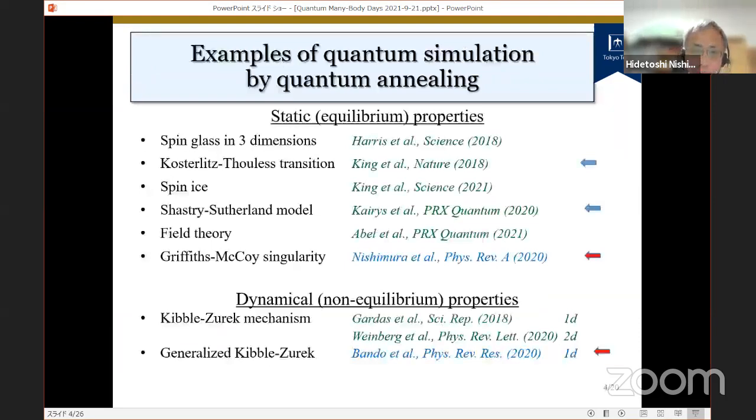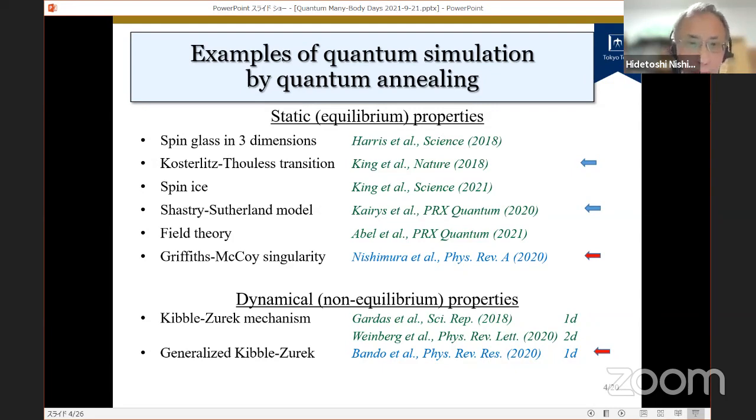This field is relatively new, but a relatively large number of studies have been carried out on this aspect of quantum annealing. There are two types of studies of quantum simulation by quantum annealing. One is for the static or equilibrium properties, and the other is about the dynamical or non-equilibrium properties.